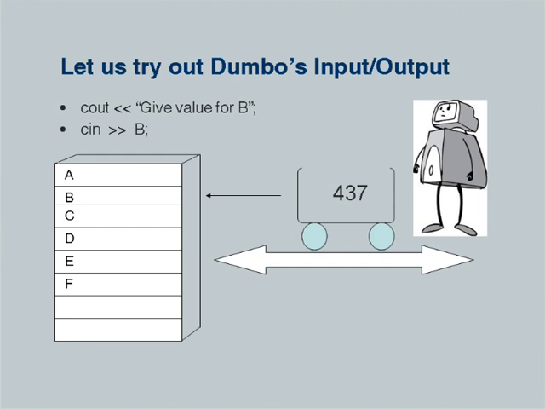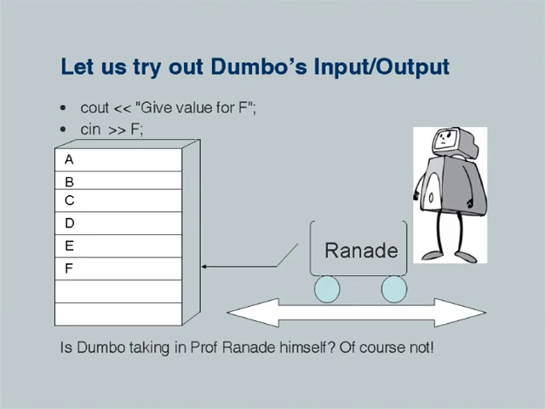Then C in greater greater B will actually permit this junior Dumbo to take a value, say 437, and store it in B. You'll recall we had this value 437 in B in our memory model, and we had a string stored in location F. So let's look at the next one. Give value for F. So we give this value.